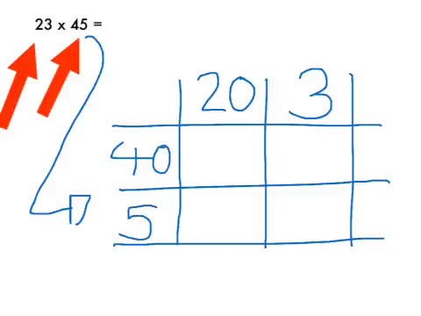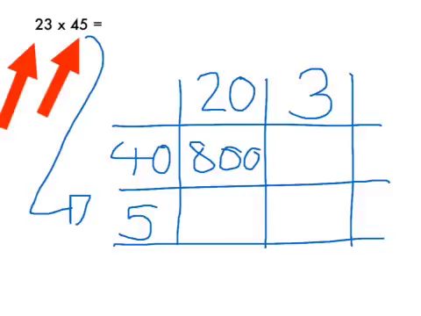I then need to multiply 20 by 40. So this number here by this number here. And 20 times 40 is 800. And I know that because 2 times 4 is 8. And then I need to multiply it by 10, which would make 80, and then 10 again, which makes 800.